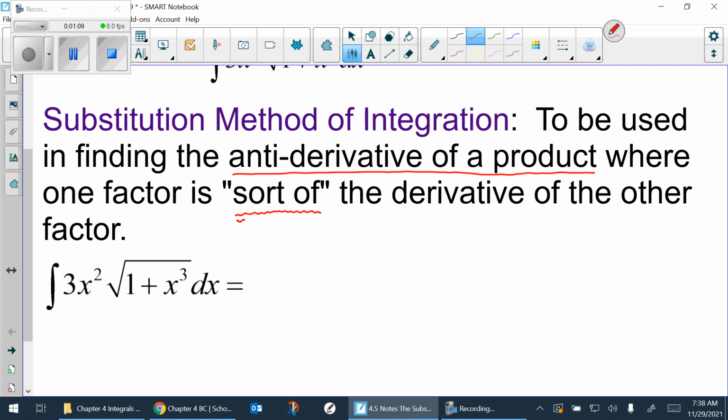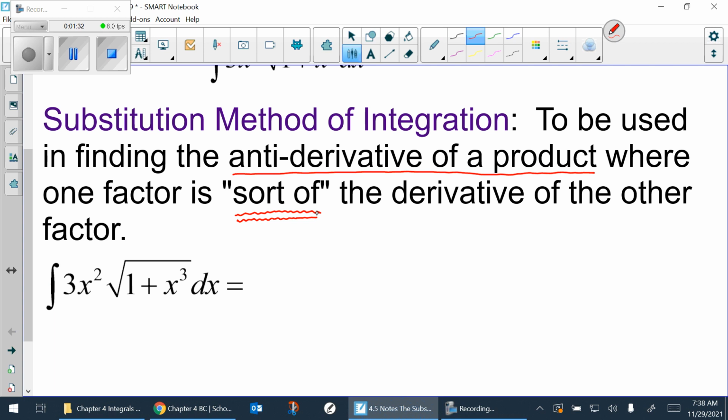Now, since we saw this last year, this is somewhat of a review, but a review that's pretty necessary, especially this whole term sort of. One factor is sort of the derivative of another factor. It's not exactly the derivative of the other factor. We've got to make it the derivative. Okay.